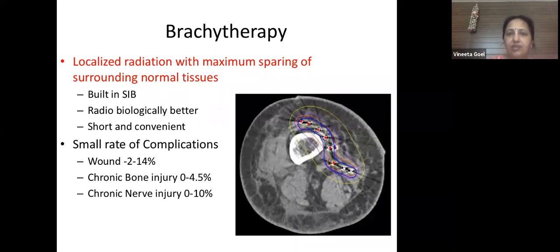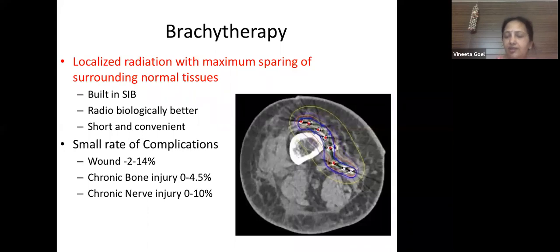So as a result, we are able to give a very conformal dose of radiation therapy with maximal sparing of surrounding tissues like the subcutaneous tissue, skin, muscles, the rest of the circumference of the limb and the bone, etc., which means the patients will have much fewer side effects even in the long term with the use of brachytherapy.